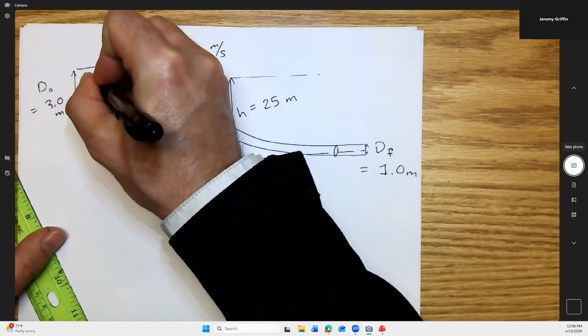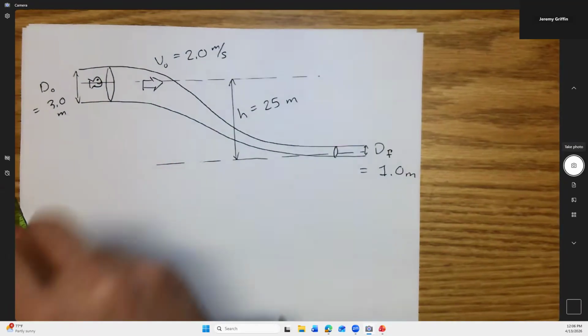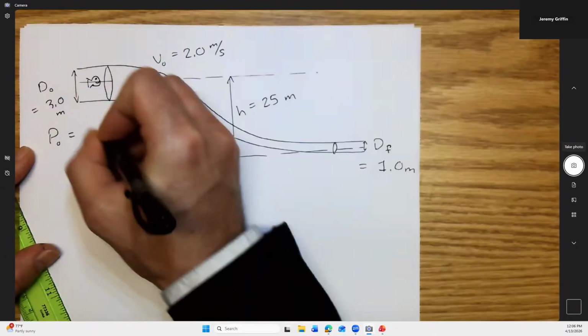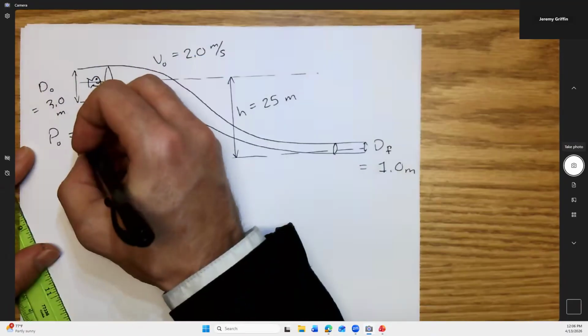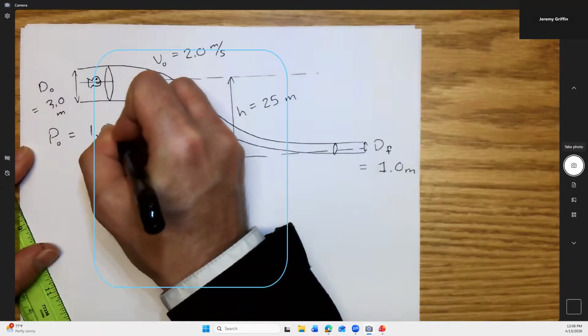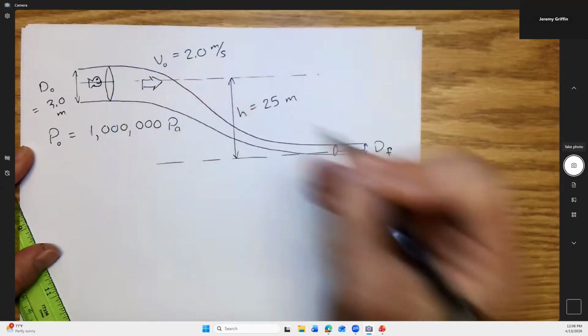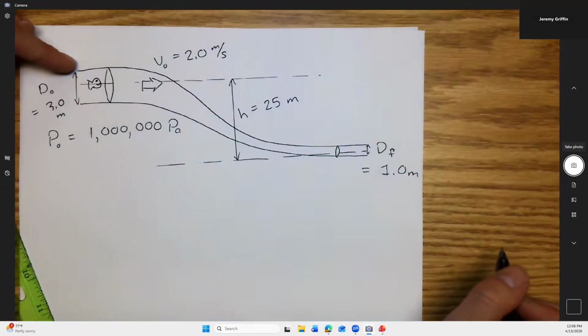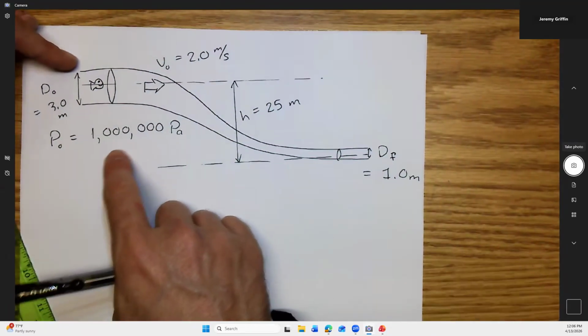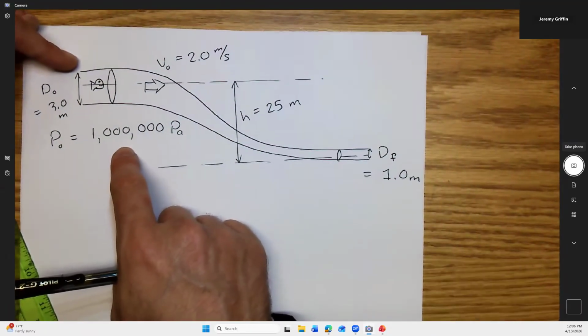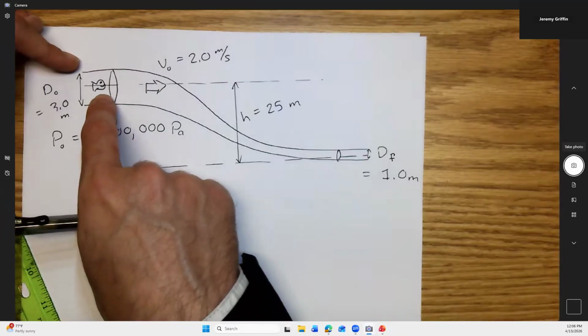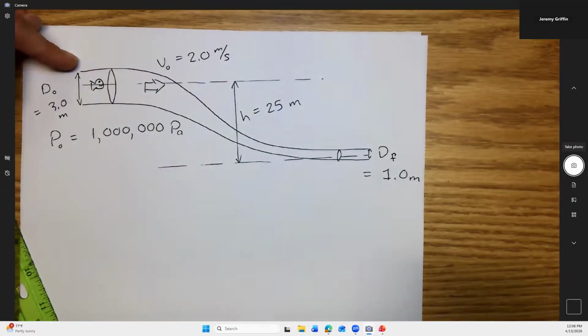And I'll give you guys one more number here. Let's say that the initial pressure, call it P naught, is 1,000,000 pascals, which is pretty close to 10 atmospheres. So right now, this fish feels basically 10 atmospheres, or 1,000,000 pascals of pressure on it.